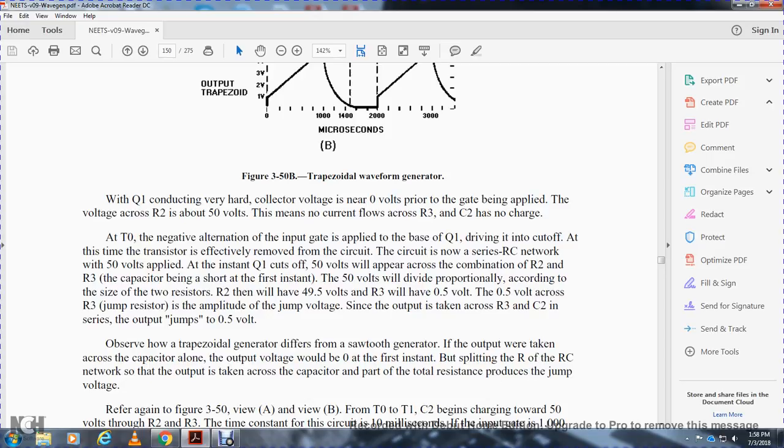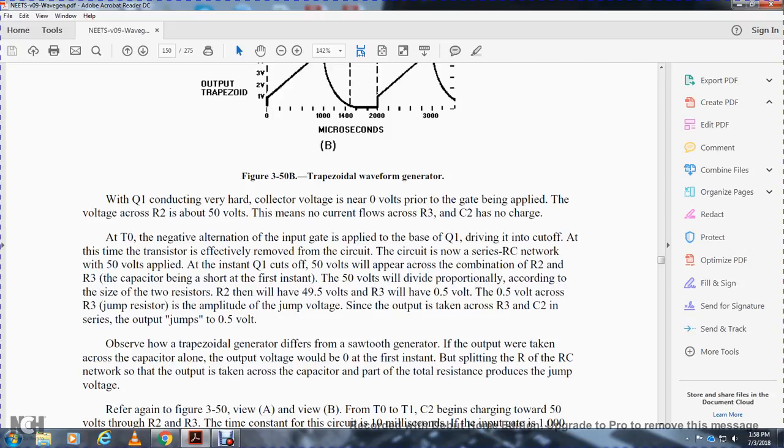At that time the transistor is effectively removed from the circuit, leaving the RC network. At the instant transistor 1 cuts off, the 50 volts appears across the combination of resistor 2 and resistor 3. The capacitor being a short at the first instant, the 50 volts will divide proportionally according to the size of the two resistors. We will have 49.5 volts across resistor 2 and 0.5 volts across resistor 3.